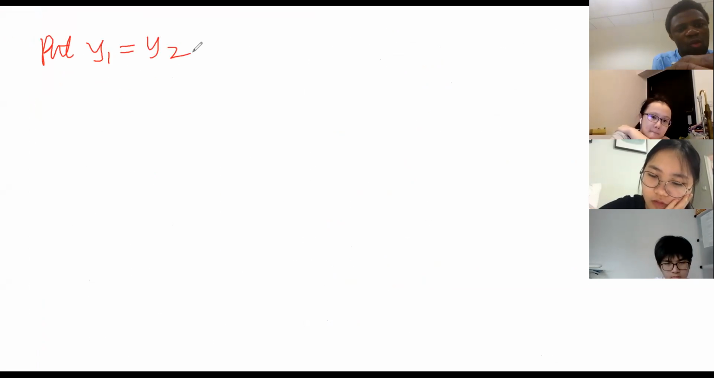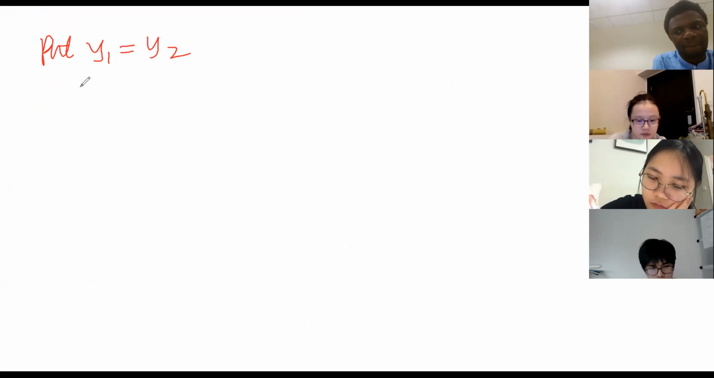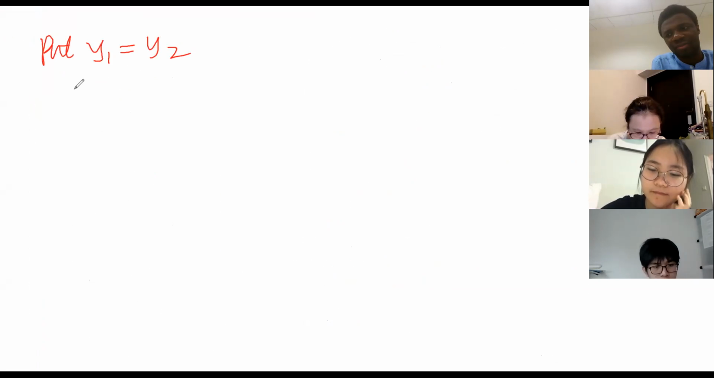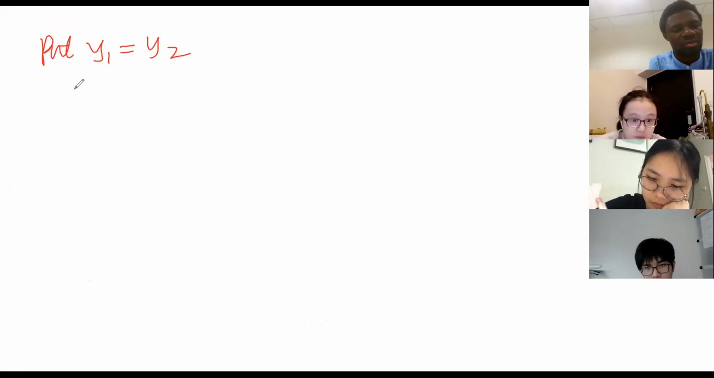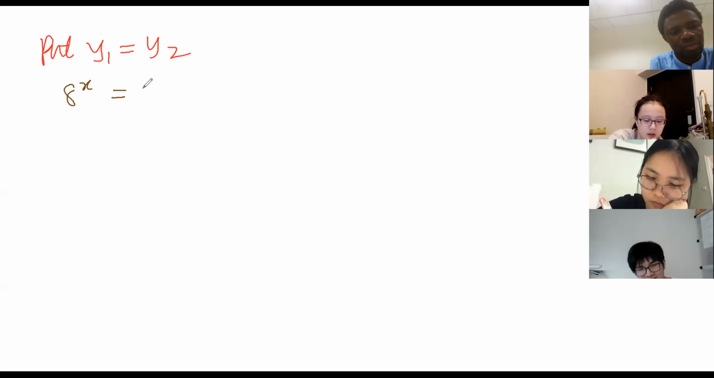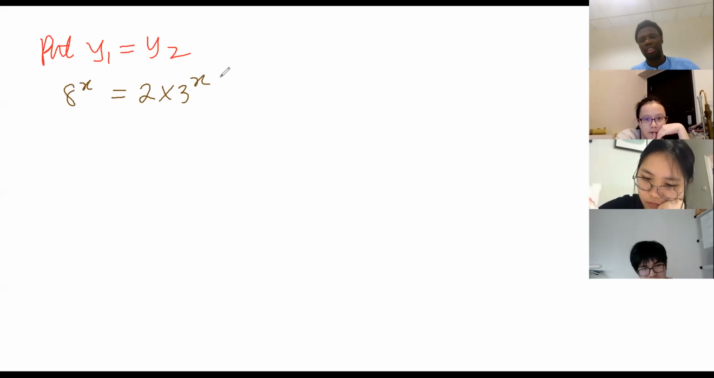Now, what's the equation for y1 quickly? Somebody give me that quickly. Come on. What's y1? y1 is a to the power of x. And y2? 2 times 3 to the power of x. How do you suggest you solve this? Just take the log. You don't have to do some crazy stuff.